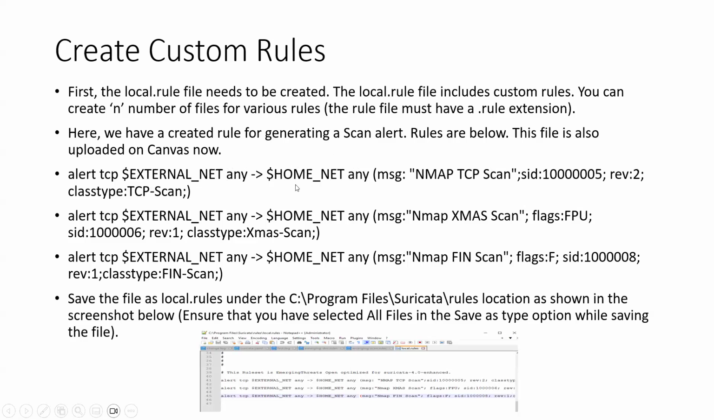So everything is possible, but the very fundamental thing that you should understand is that this is a rule for generating an alert for TCP traffic, which is coming from any source IP address and on any source port, and it is coming on my home network on any destination port. And if it is an nmap TCP scan, then it will generate the message and keep the logs.